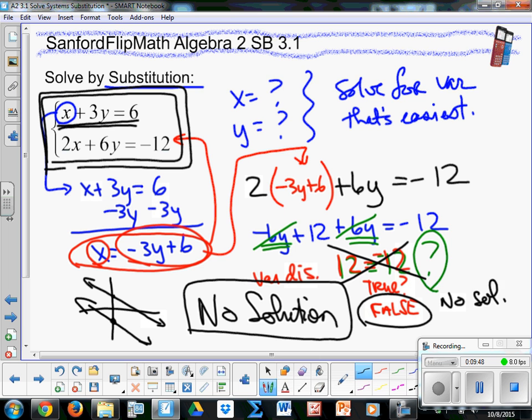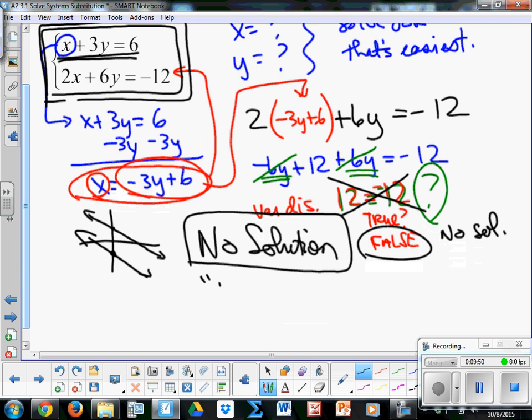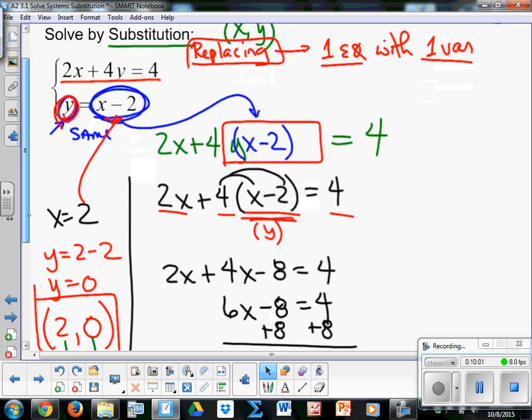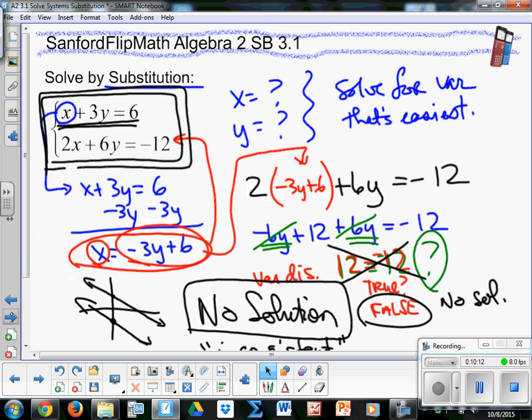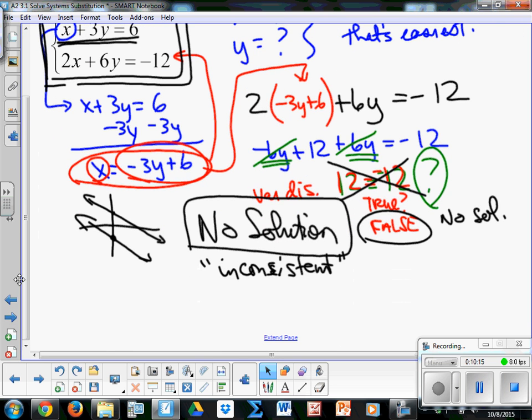Okay. Another word that goes with this is inconsistent. Since there's no solution, this system is inconsistent. Okay. All right, let me pop back real quick. Because this system had a single solution, this is consistent and independent. Many solutions is dependent. Okay. All right, just a reminder that you can pause, you can rewind, you can do whatever you need to do. You are in control while you're watching this video.